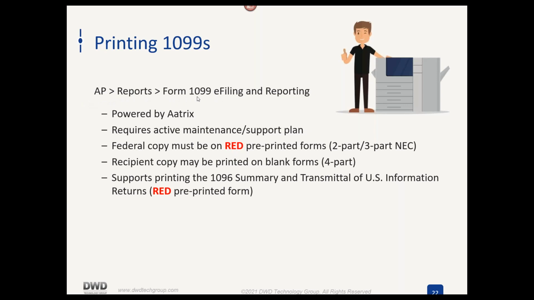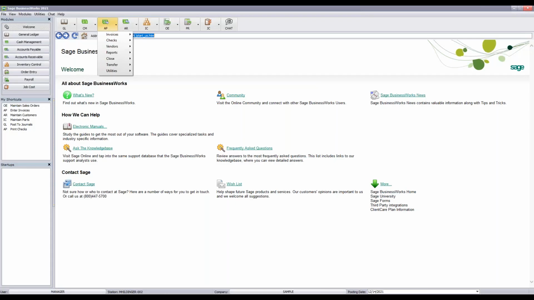The recipient copies may be printed on the four-part perforated blank paper. And this is all presuming that you are running this from the Form 1099 reporting from BusinessWorks. Atrix is the utility that handles all of this, and as long as you're using that, it will be compliant, because their goal is to remain compliant with all the changes in the form layouts, which also means that it may be a couple of days before they're ready with their most current updates.